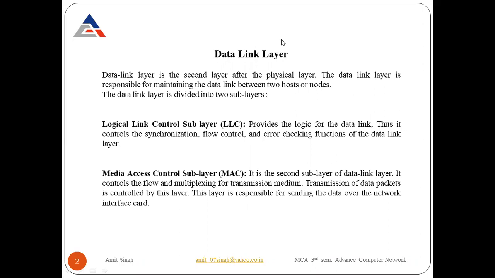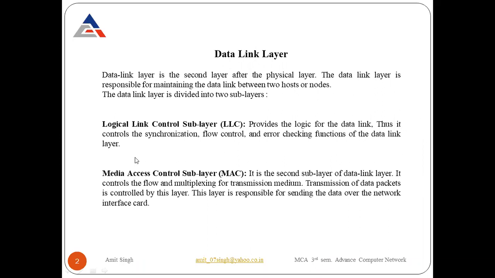The data link layer is divided into two sublayers. The OSI model divides the data link layer into two different sublayers. The first one is LLC and the second one is MAC. LLC means the logical link control sublayer. It is the first sublayer. The name is logical link control. It provides the logic for the data link. Thus, it controls the synchronization, flow control, and error checking functions of the data link layer.